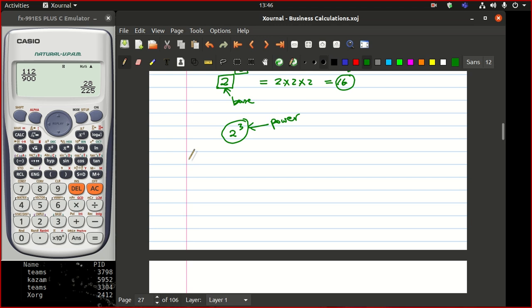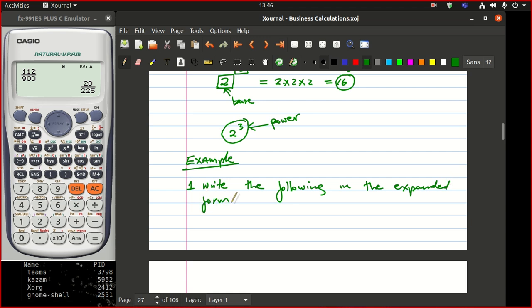I want us to also mention something else here. We have a nice example here, right? I have 2 questions here. The first one is saying, write the following in the expanded form. That's the first one. And the second thing here is saying, and in the standard form.